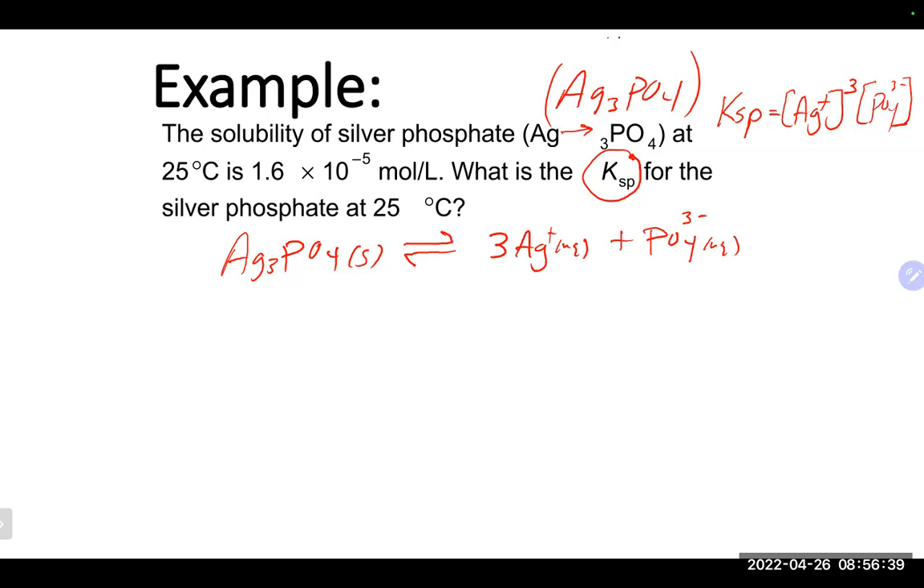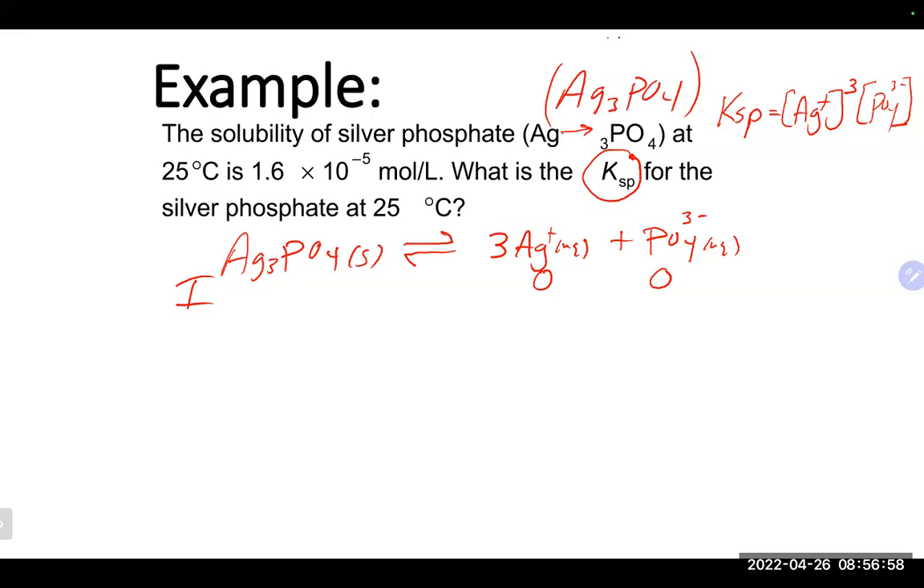So if we want to do this as an ice table here, what we're going to do is set it up like normal. So we will have our initial. And again, because the reactant side here is solid, we're not going to even play with it. So we're just going to go to our product side and start with zeros.